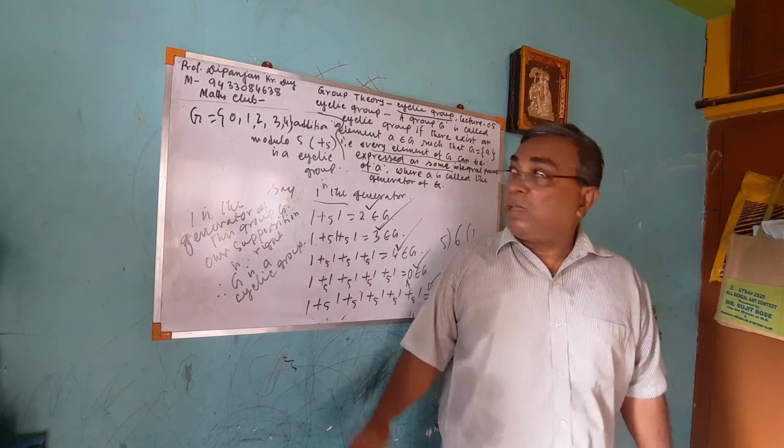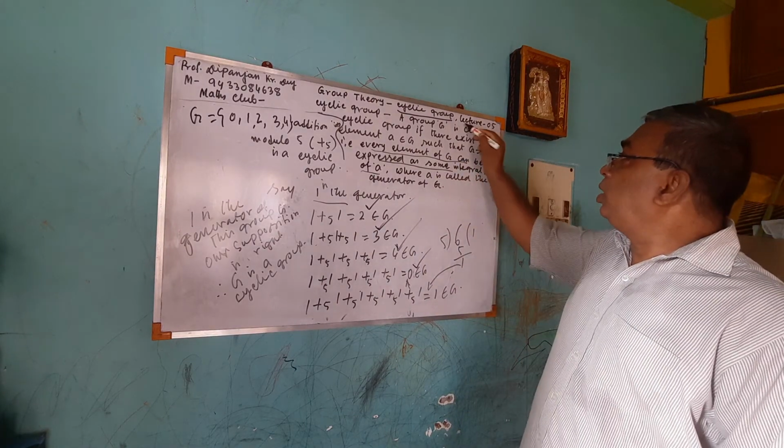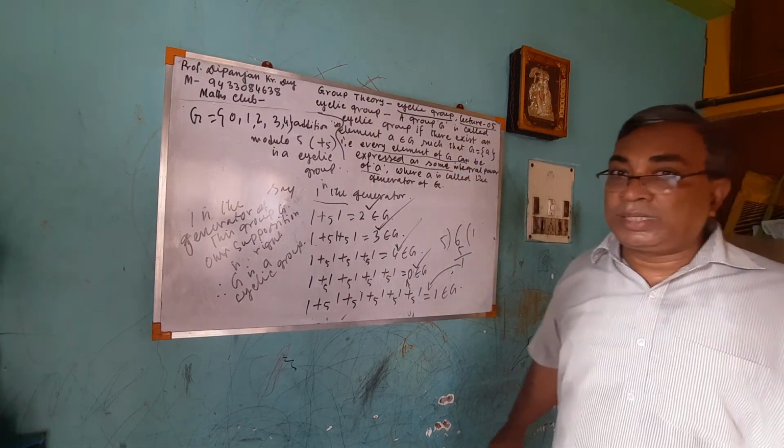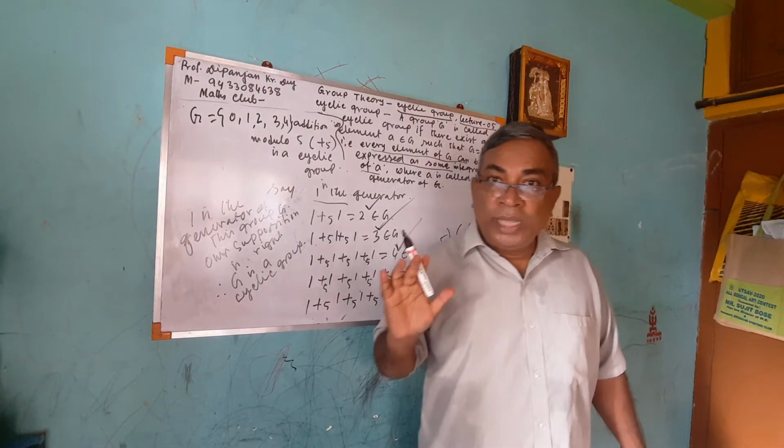So this is the fifth lecture on group theory. Next lecture, the sixth lecture, will be on abelian groups.